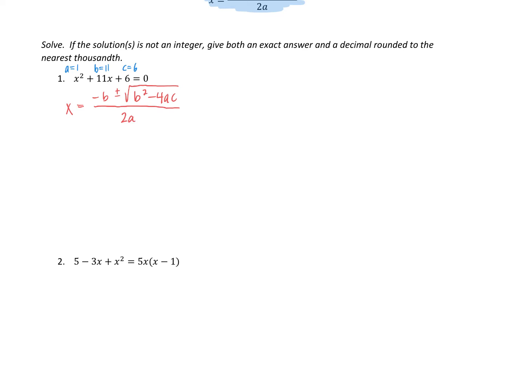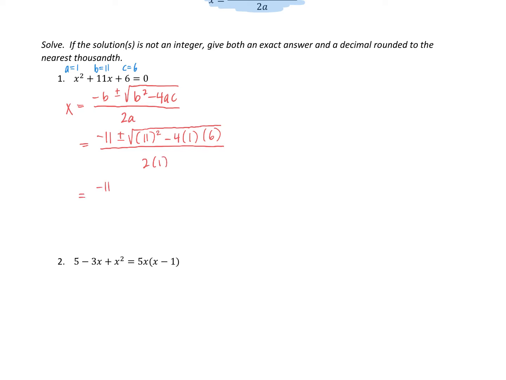Also, I didn't note verbally that there's a 0 on the right-hand side of the equal sign. So that's something to make sure that you have the equation set up in this way prior to plugging in the numbers. Okay, so negative b is 11, so negative b would be negative 11, plus or minus the square root of b squared, so 11 squared, minus 4 times a, which is 1, times c, which is 6, all over 2 times a, which is 1.